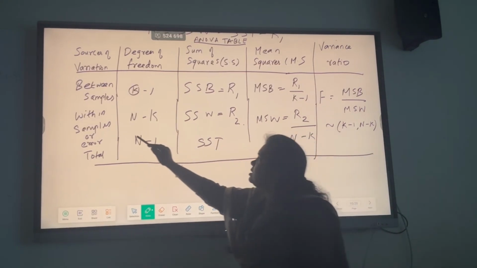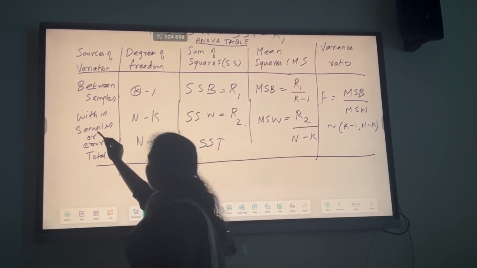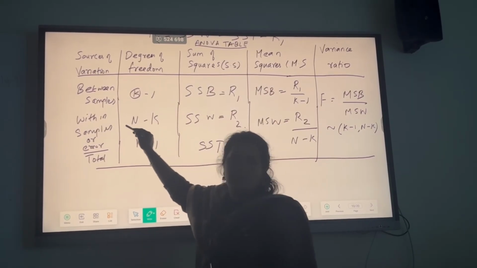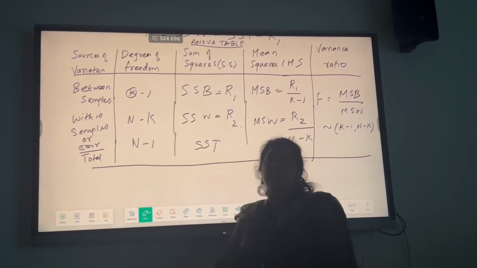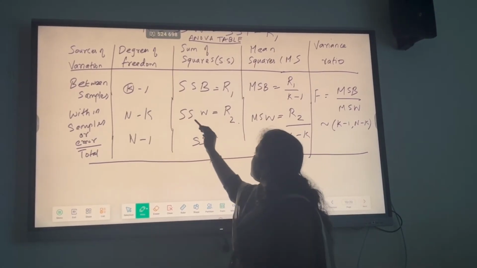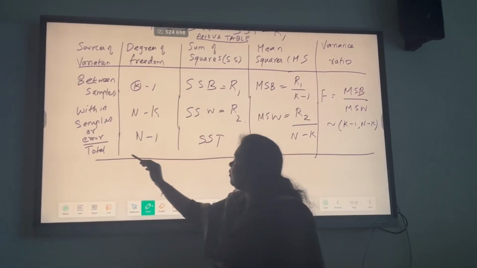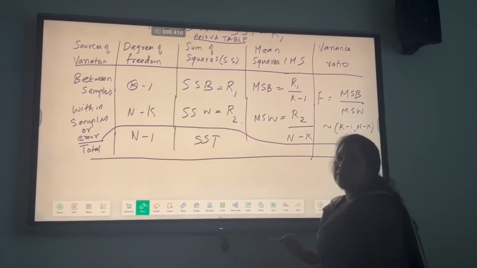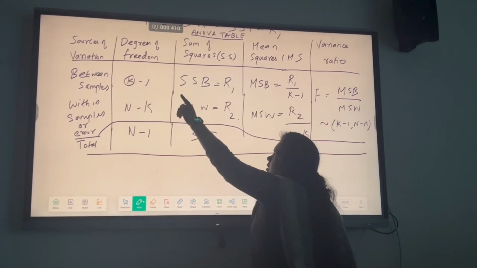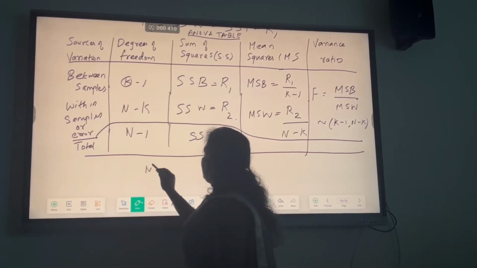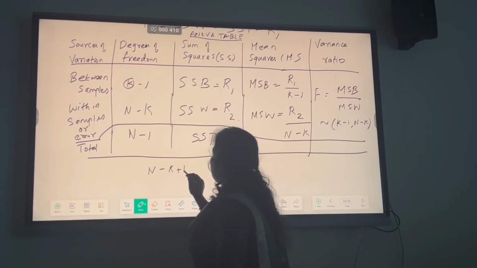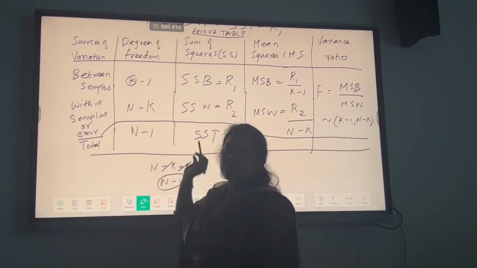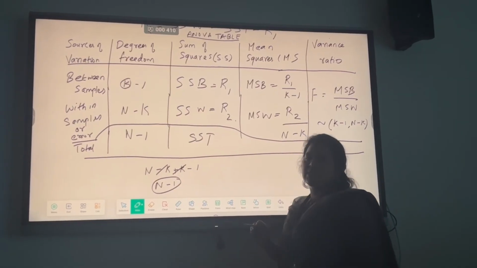Similarly, within samples, or error, the degrees of freedom is n minus k, where n is the total number of observations minus k, the number of groups given in the question. SSW is R2. Similarly, we can find the total, which is denoted by capital N minus 1. If you add these two terms, n minus k plus k minus 1, the k terms cancel and you get N minus 1. So this is the total given here, and this one is the SST.